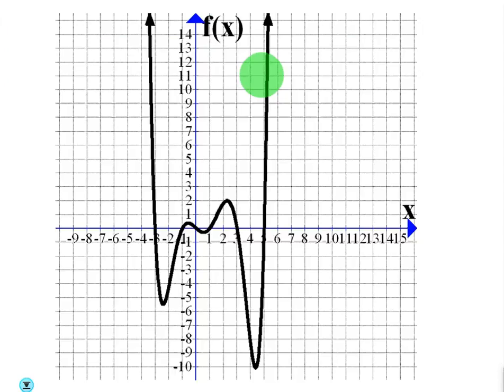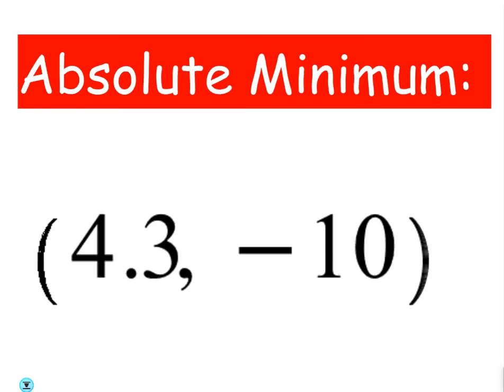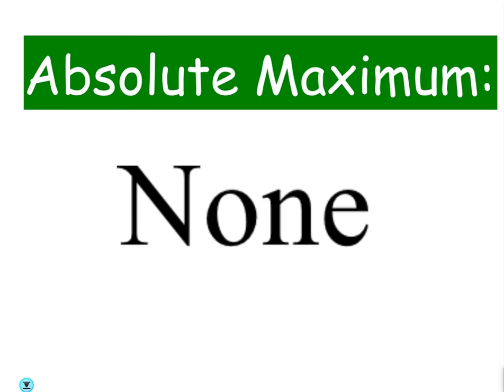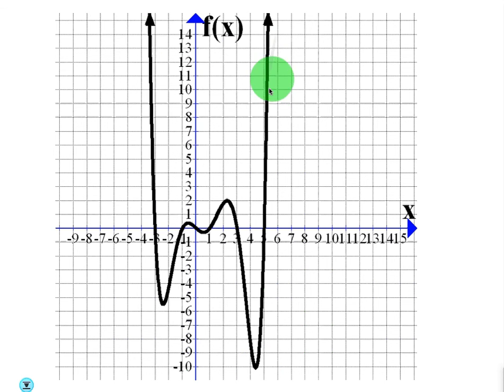Does this graph have an absolute minimum? What is it? Where is it? There you go. A little bit past 4 and then negative 10. So for absolute minimum, just put positive 4.3 comma negative 10. There's no absolute maximum because it goes up on the left and right. So if the graph keeps going up on the left and right, there is no point that's the tallest, the highest. If it goes down on the left and right, then there can't be an absolute minimum.